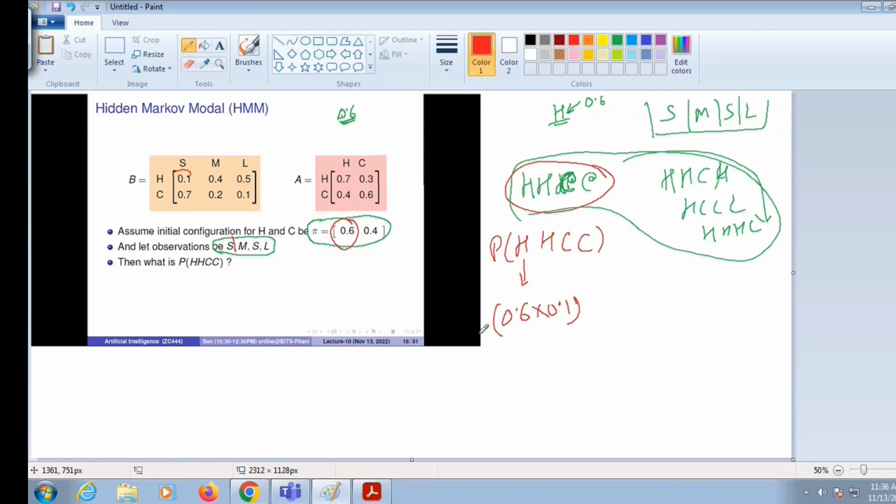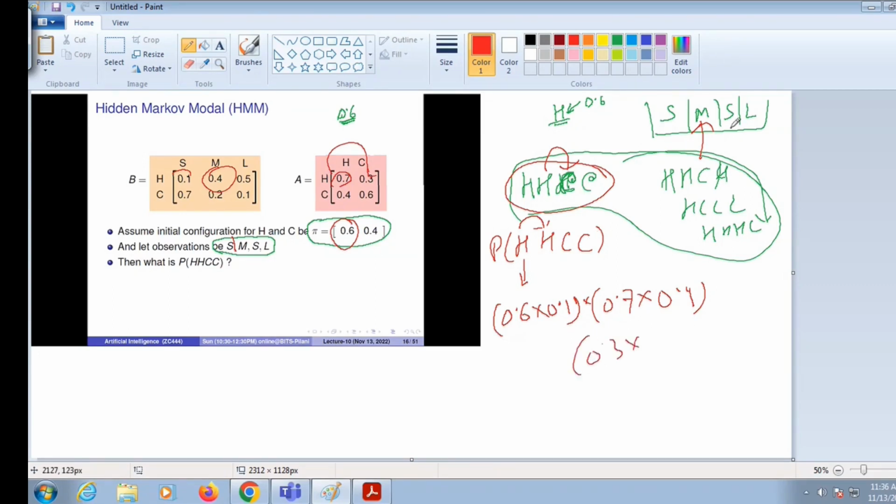And then from the hot day, the next day is going to be hot again. Hot to hot, the probability is 0.7. And on that day, the coverage is going to be medium. Hot day, medium coverage is 0.4. From the hot day, the next day is going to be cold. Hot day to cold day, the probability is 0.3.